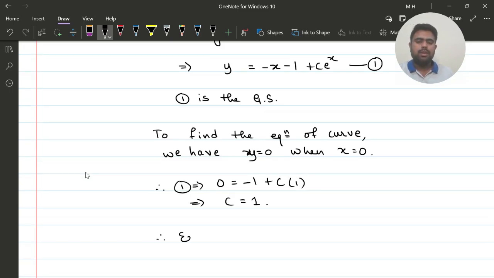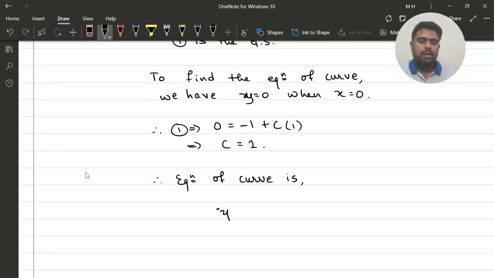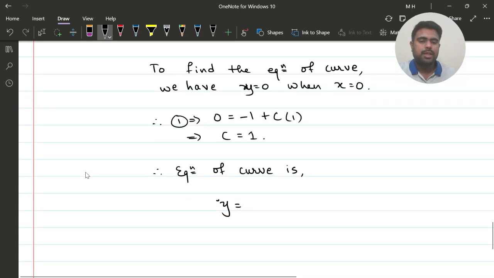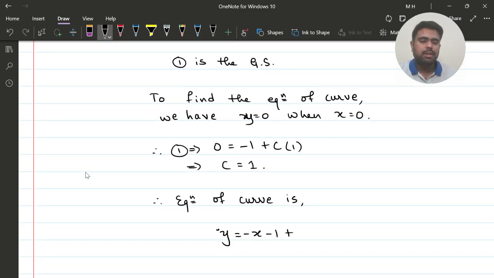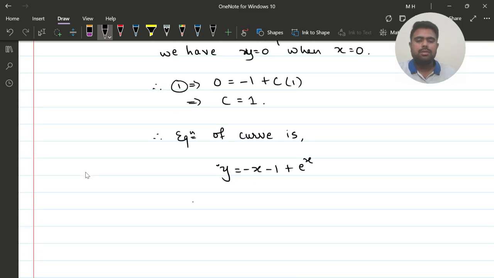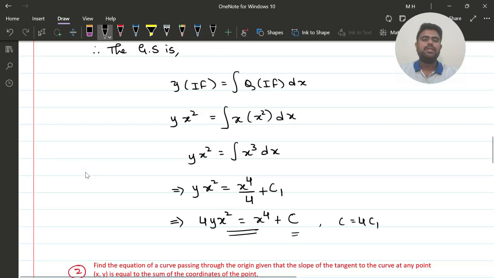Hence, the equation of the required curve is y equal to minus x minus 1 plus c e raised to x, but c is 1, so it is e raised to x. So if you want, you can just write y plus x plus 1 equal to e raised to x. So this is the required equation of the curve. Fine. So this is how we can solve the linear differential equation.